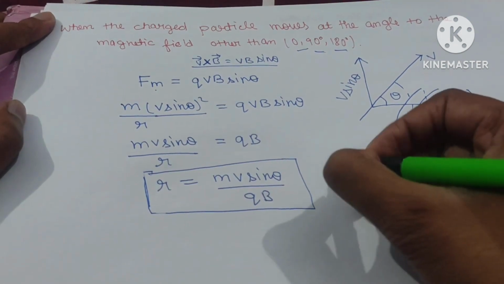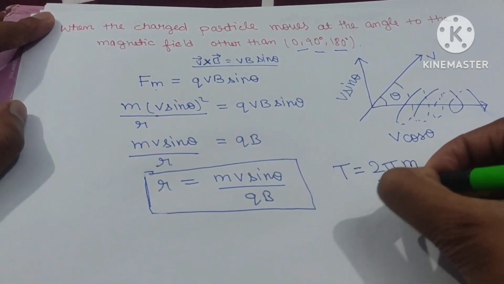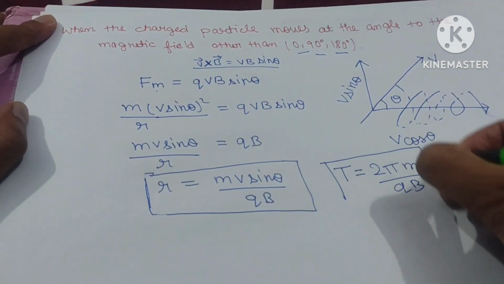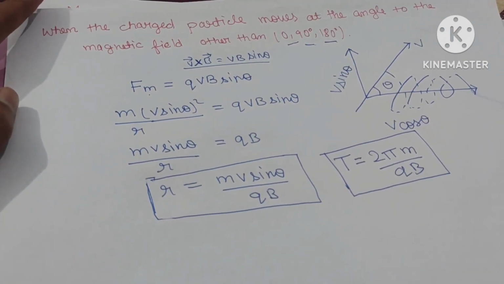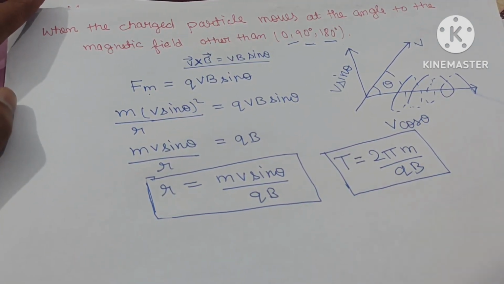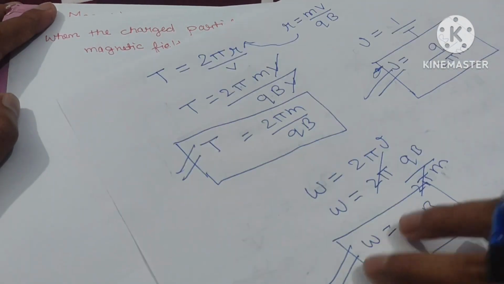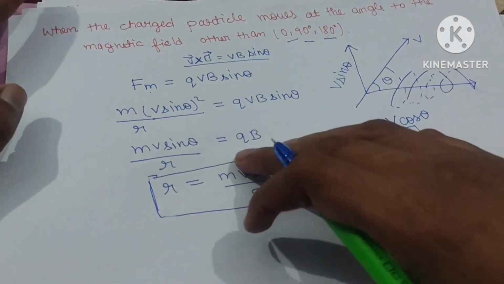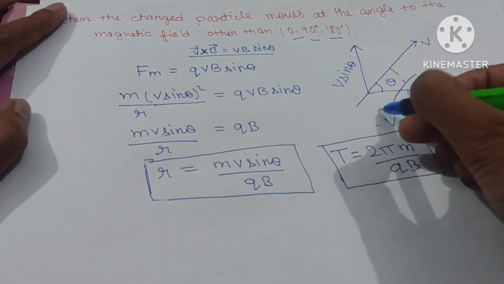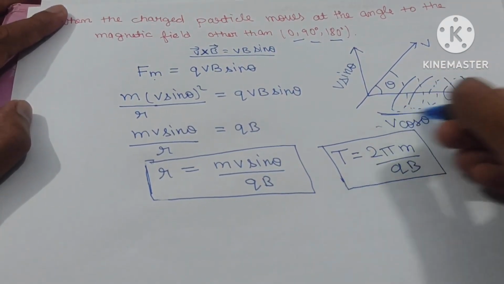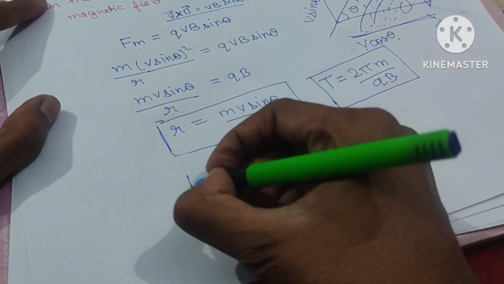And here nothing changes. If you are asking, the time period will be the same as usual, the same as we proved in the previous video. Okay, the time period will be the same. Now what we'll do, we will find the pitch of helix. Pitch of helix is the linear horizontal distance. So here v cos theta will be involved.